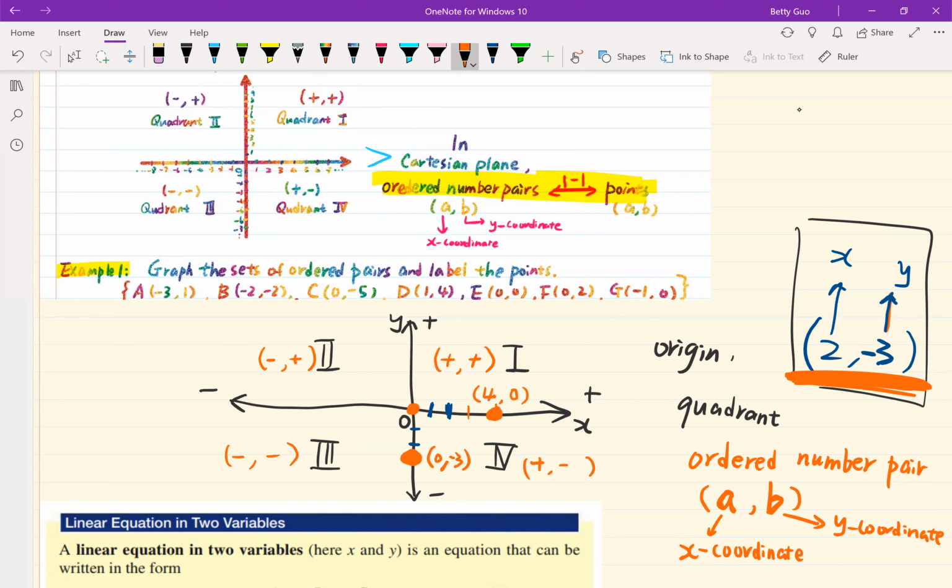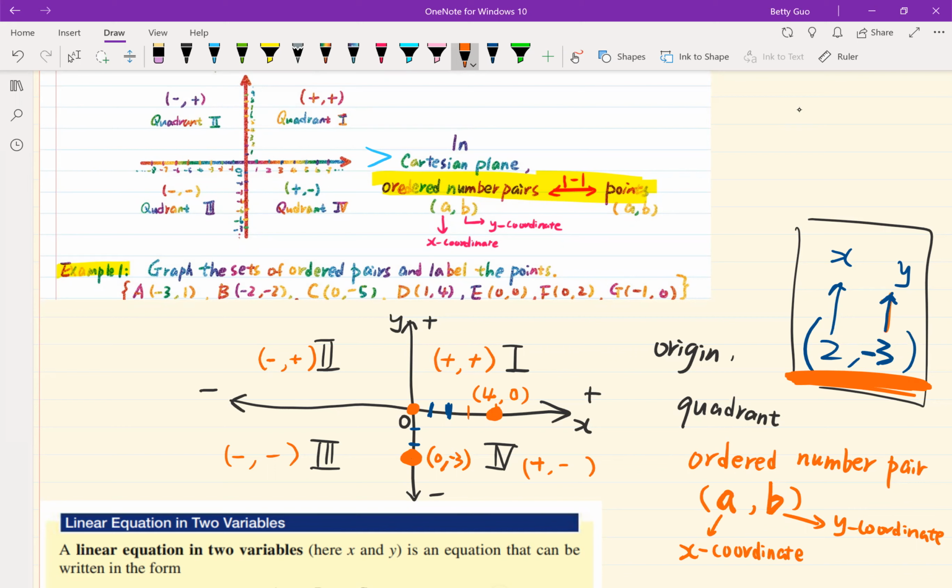So you might want to write it down. Points on the x-axis have y-coordinate equals 0. Points on the y-axis have x-coordinate equals 0. Let me say that again. Any points on the horizontal scale, the x-axis, their y-coordinate is always 0. Any points on the y-axis, the vertical scale, their x-coordinate is always 0.